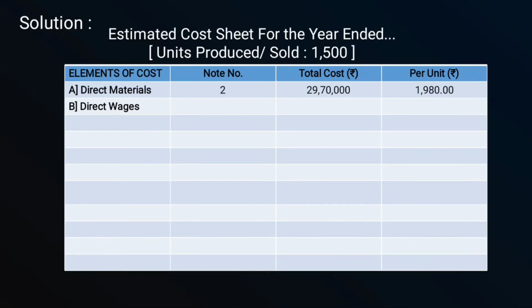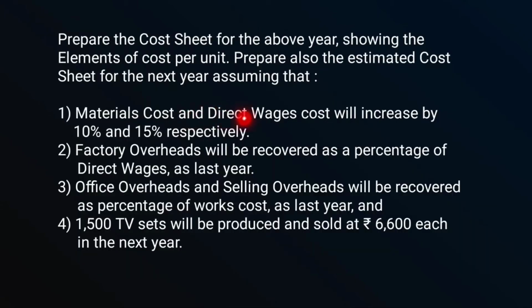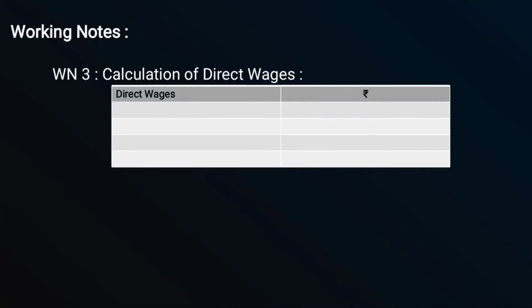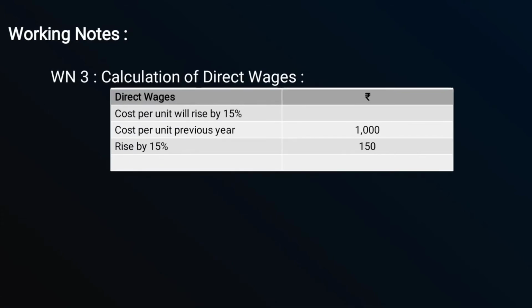Part B, direct wages. Direct wages cost will increase by 15% respectively. So we need to prepare working notes. Working note number 3, calculation of direct wages. So cost per unit will rise by 15%. So cost per unit of previous year is 1,000, which will rise by 15%, which will be 150. So the increased cost amount will be rupees 1,150.